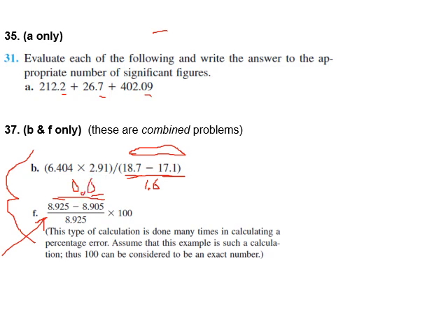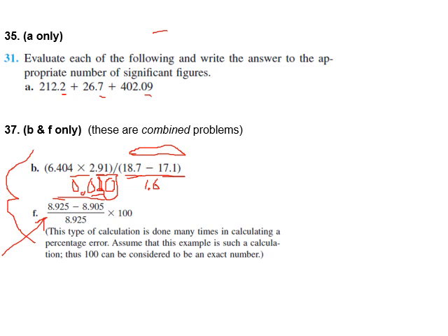And that last 0 is something that has to be left in because you want to keep 3 decimals in your answer. So when you subtract 8.925 minus 8.905, you get 0.020, and you have to keep the 0. So this number right here has 2 sig figs. These 2 0s over here on the left are not significant because they're placeholders. But the 2 here and the 0 here also are significant.